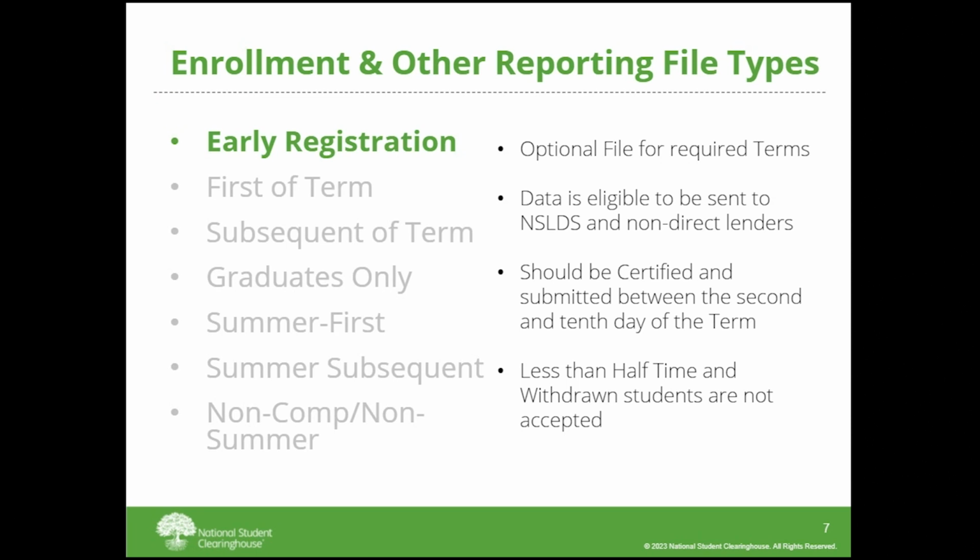If your institution is submitting an early registration file, the clearinghouse recommends sending this file between the 2nd and 10th day of the term. For example, if the term begins on August 15th, your early registration file can be submitted any day between the 16th and the 25th. The purpose of submitting within this time frame is to help avoid certain SSCR error logic for the NSLDS SSCR roster process. Because these files are submitted before a school's add-drop period is ended, we do not accept less than half-time or withdrawn statuses. Students in these statuses will be rejected from the file.